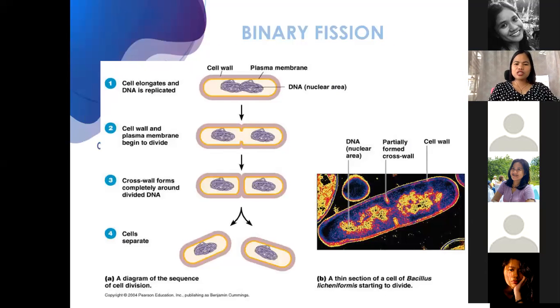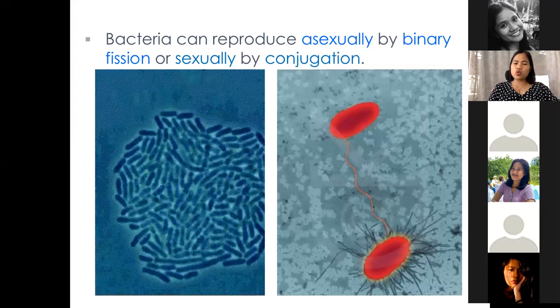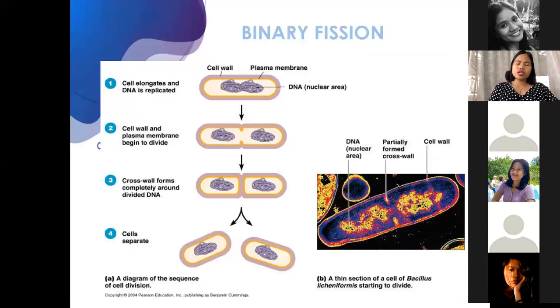Okay, modes of reproduction. So we have the asexual, or binary fission, and sexual, by conjugation. So take note, during binary fission, the bacteria duplicates its genetic material. The first stage is the duplication of the genetic material and then division. They just divide, that's it. There is a formation of the, what do you call this? Partial formation of the cross wall. Cross wall is what this is called.